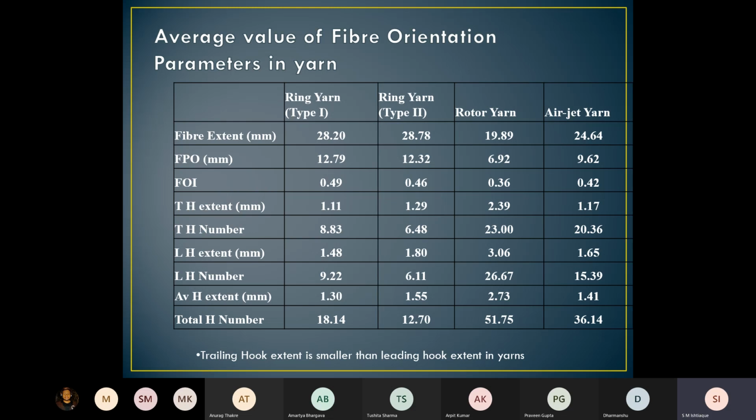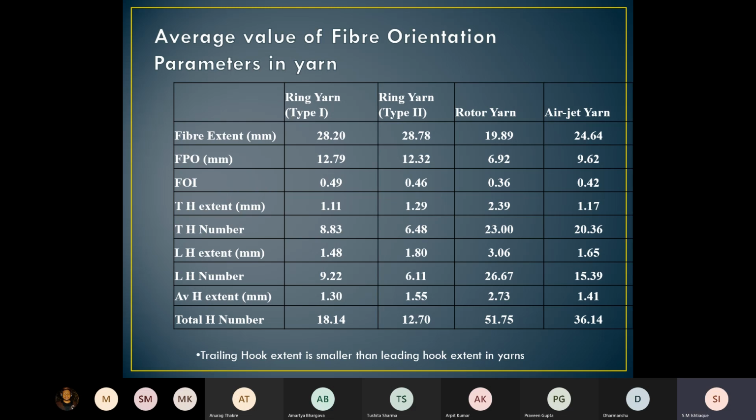So now that I know my fiber extent, now I know my FY. FY in case of this ring yarn is 0.49. In case of rotor yarn is 0.36. In case of air jet yarn is 0.42. So from this set of experiments, what we are saying is that your ring yarn is giving the higher FY, followed by your air jet yarn and rotor yarn.